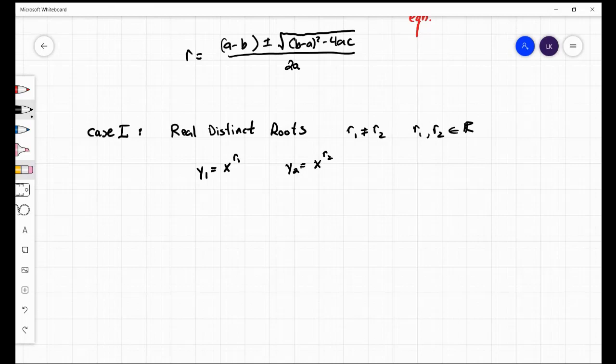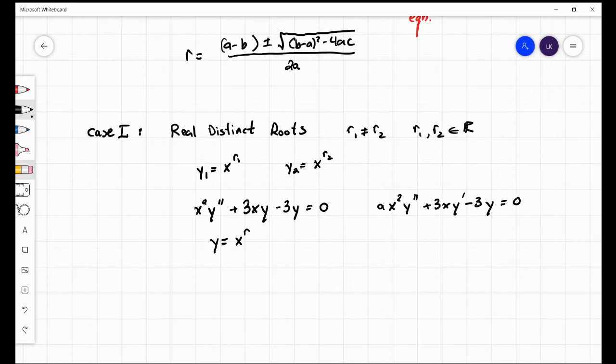Okay, so here's an example. You can either go through the derivation where we assume that a solution to this equation is in the form x to a power, or you can identify that in this equation, your a is 1, your b is 3, and your c is -3, and then go straight to the characteristic polynomial associated to this and find the roots. So I'm just going to go to the characteristic equation where a is 1, b is 3, and c is -3.